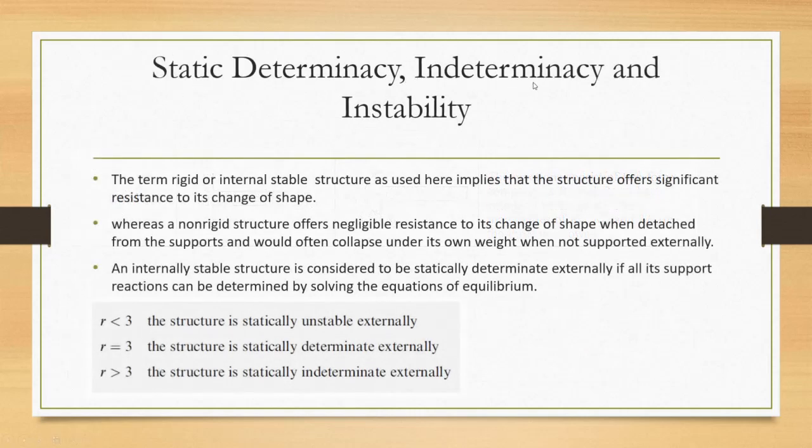Static determinacy, indeterminacy, and instability. For a beam that has supports on two ends, the reactions must not be more than 3. If it's greater than 3, then it is statically indeterminate externally. Then if the reactions are just equal to 3, then it is determinate externally. Then if it's less than 3, then it's unstable externally.